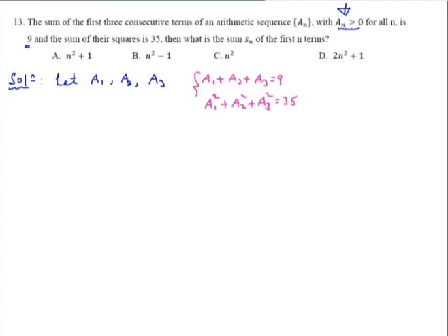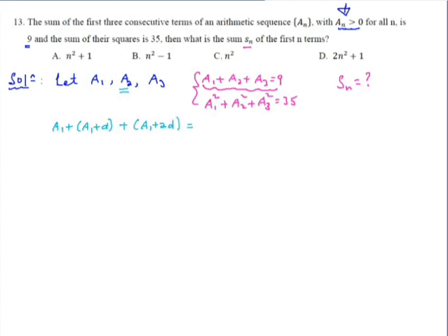Based on this information, we are asked to describe the sum Sn, the partial sum of the first n terms. So we need to put this properly. A1 is the first term, and in place of A2 I can write A1 plus the common difference. In place of A3 you can substitute A1 plus 2 times D.